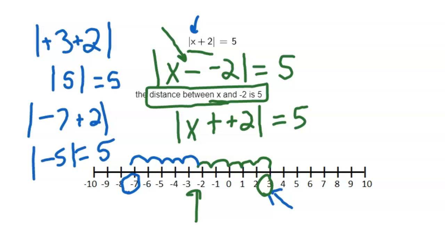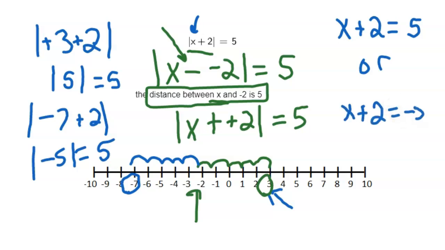And again, back when I was teaching this for the first time, I would have done something like this. Well, x plus 2 equals 5, or x plus 2 equals negative 5. And again, that's somewhat confusing with the whole definition of an absolute value. That algorithm works, but to me, this just makes so much more sense to convert it into distance.